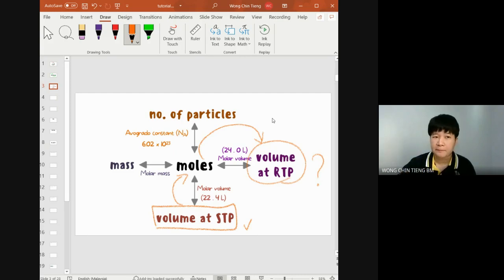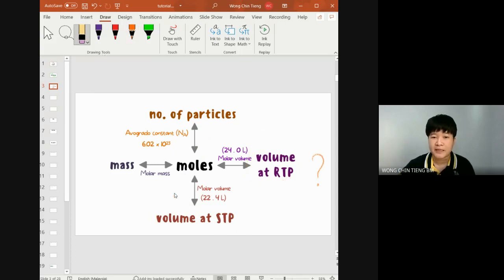So dia sebenarnya tak penting apa yang soalan tanya dan apa yang soalan nak. Yang penting apa yang dia bagi, kalau bukan dalam number of mole, tukar number of mole. Kalau benda yang dia nak bukan dalam number of mole, cari dulu number of mole benda tu. That is the main thing. You must have the number of mole.